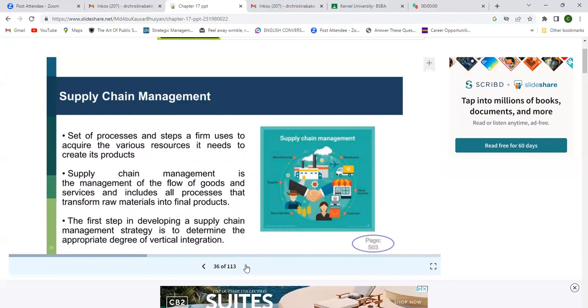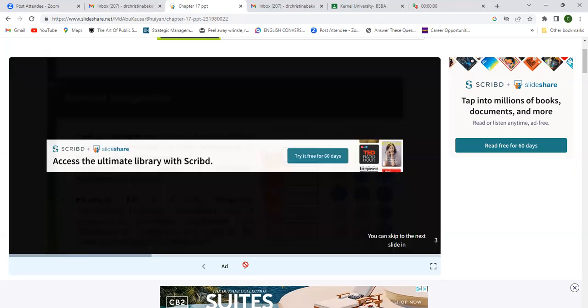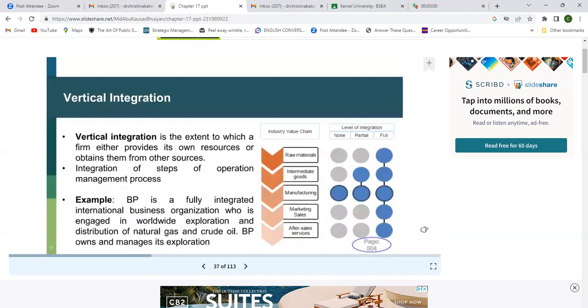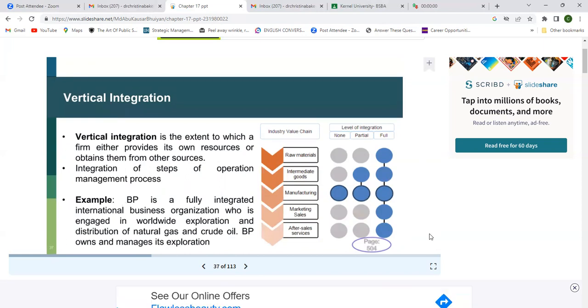The first step in developing a supply chain management strategy is to determine the appropriate degree of vertical integration. Vertical integration is the extent to which the firm either provides its own resources or obtains them from other sources. Integration of steps of the operation management process.